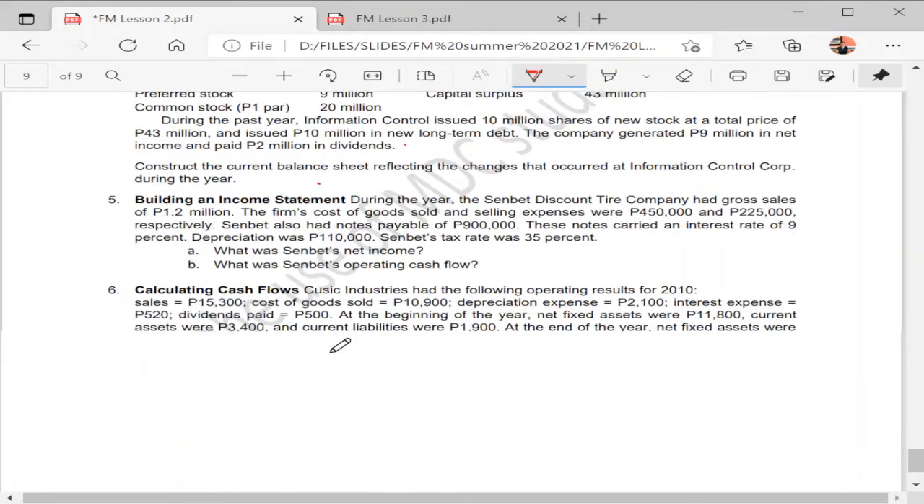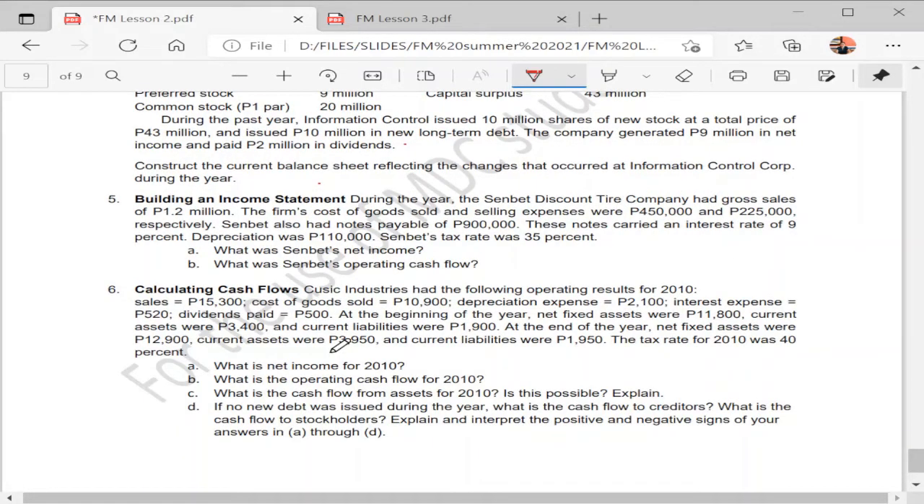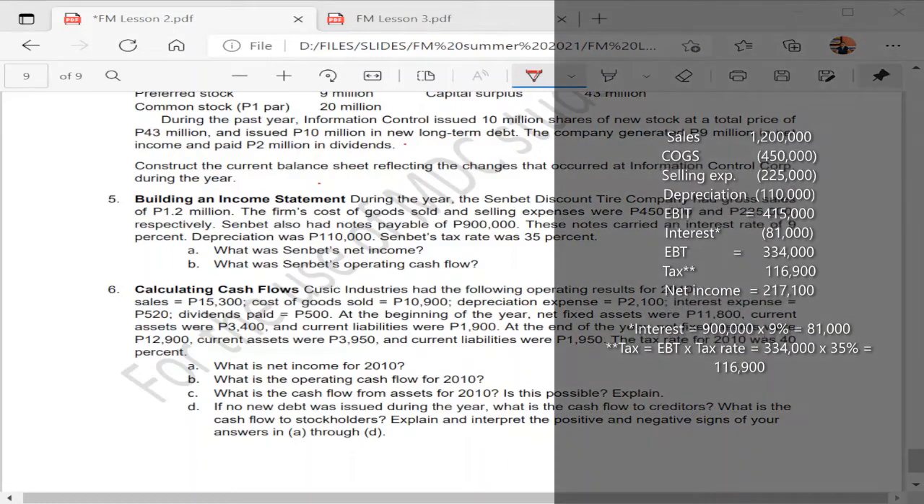Now we proceed to number 5. I think this is almost the same as the given in the illustration. Okay, so letter A. Let's go to question 5. Senbet Discount Tire Company. What was Senbet's net income? Okay, and you label your answers. You write net income or NI equals. Okay, so what is our net income?